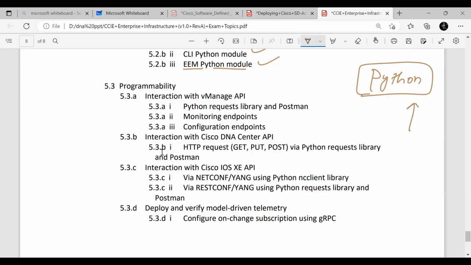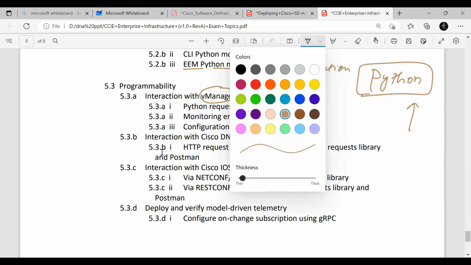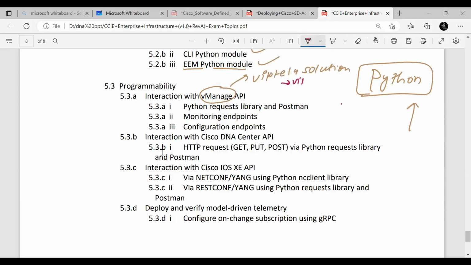You will be seeing that we are using vManage. You know what vManage is? It is basically the Viptela solution, which is used for SD-WAN, in which we have three controllers: vManage, vSmart, and vBond. With the help of APIs, we'll create Python scripts on vManage. We can push that to the routers or to the switches. The same thing we have to do with DNA Center also.